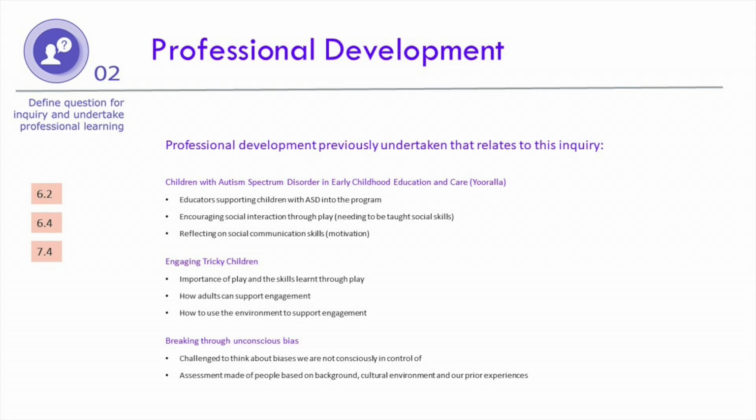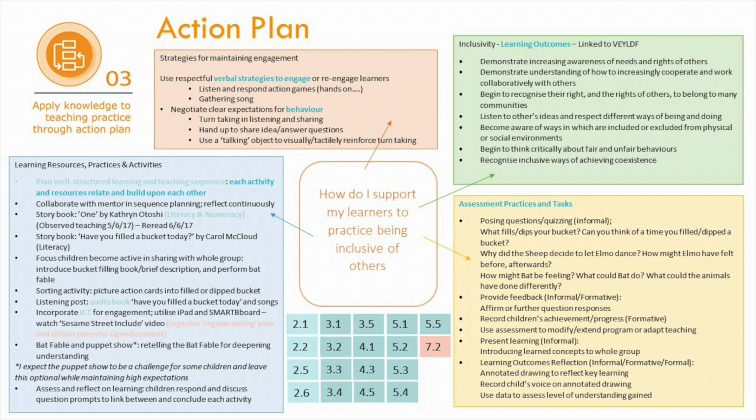And a conference titled Breaking Through Unconscious Bias, which actually challenged us as professionals to consider our own unconscious biases and how they might actually be influencing the way we include others in our work. So from all this information, I was able to collate it into an action plan. My action plan includes the learning resources and activities that I plan to use, strategies I would employ for maintaining engagement, the learning outcomes that I hoped my learners could achieve, and the assessment practices and tasks that I would use to assess their learning.